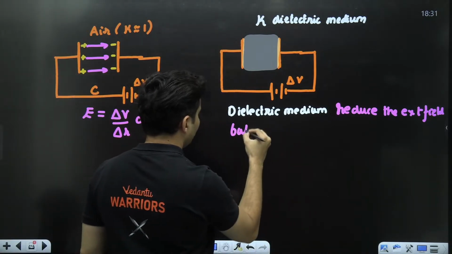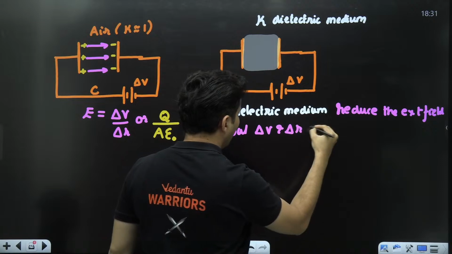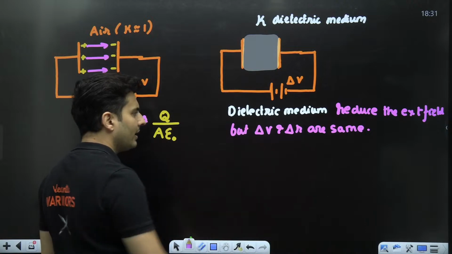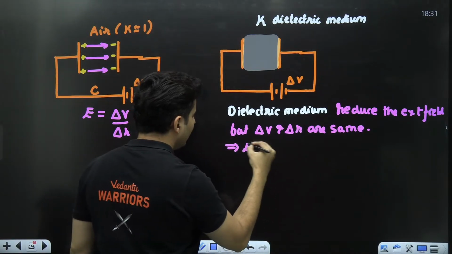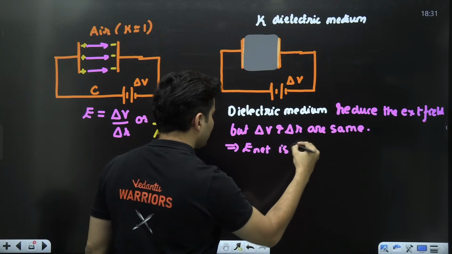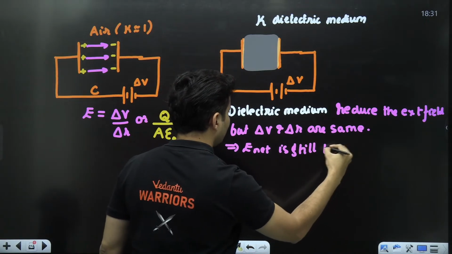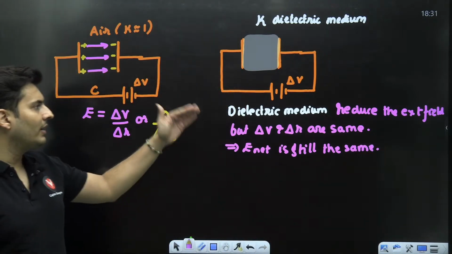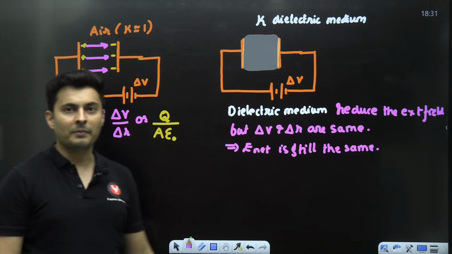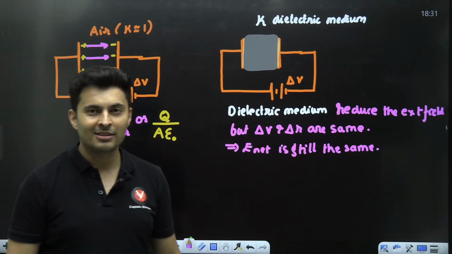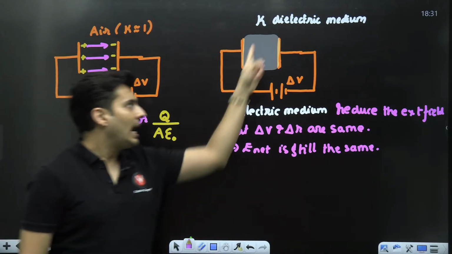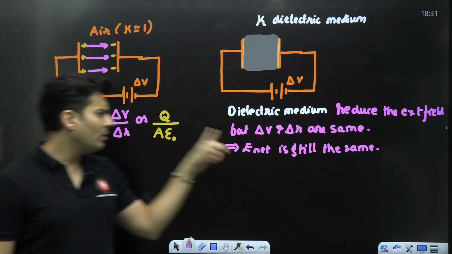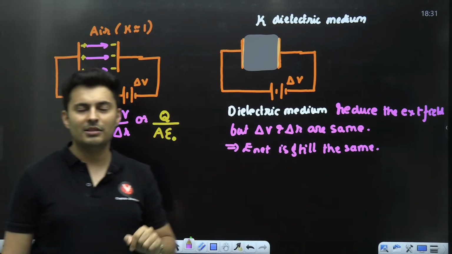But delta V and delta R are still the same. What does it mean? The net electric field is still the same. How can this happen? How can the net field reduce but still it remains the same? There is only one way it is possible. Did you understand till this point? The dielectric medium should reduce the field, but that field which is there should not change also. There is only one way this is possible.